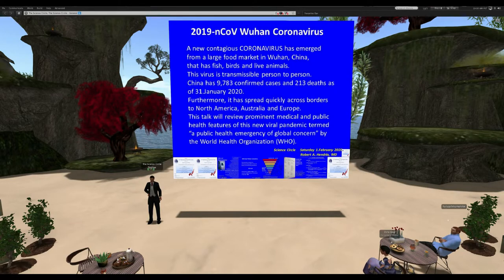But at this point, we have 9,700 cases and 213 deaths. That was as of about 15 hours ago. The WHO declared this an international health emergency, which I think is appropriate. Yeah, North America is certainly involved.